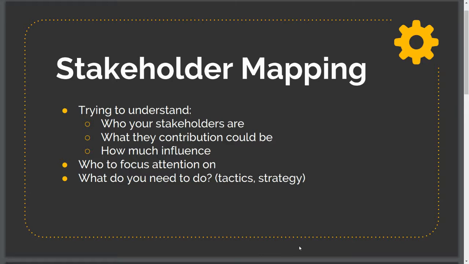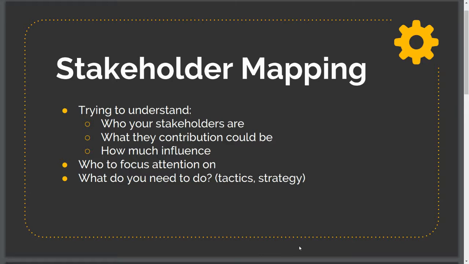So let's just review some of the things that we're trying to achieve with our mapping process. The first thing is to think about who our stakeholders are. Who are the people who have legitimate claims on how the business operates and what business does? We also might want to think about what their contribution could be. That could be positive or negative, and we need to think about both types of stakeholder there. And we also might want to think about how much influence they could have.